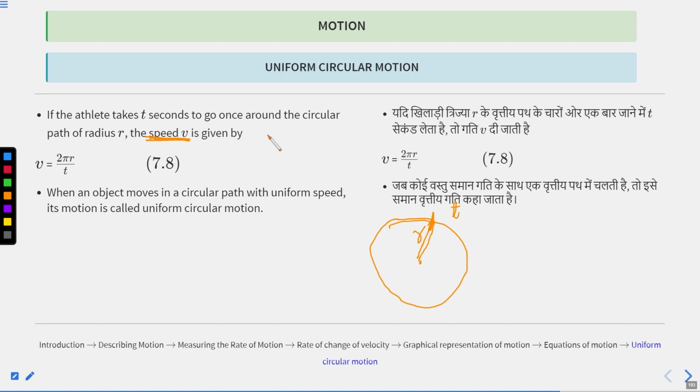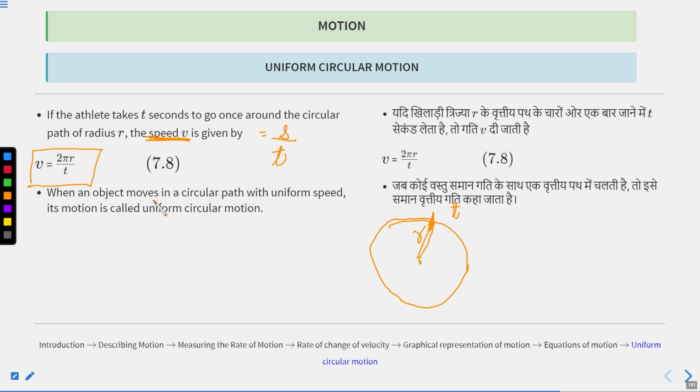Speed is equal to distance divided by time. And how much distance has this object covered? The distance is the circumference of this track. And what is the circumference of this track? Circumference is 2 pi r. So speed is 2 pi r divided by time t.